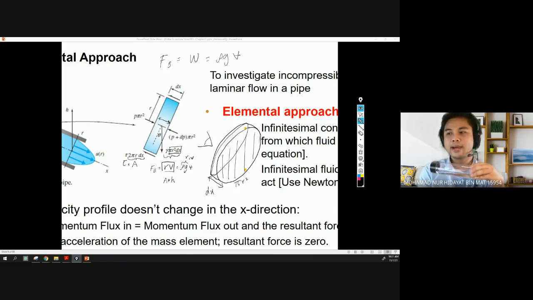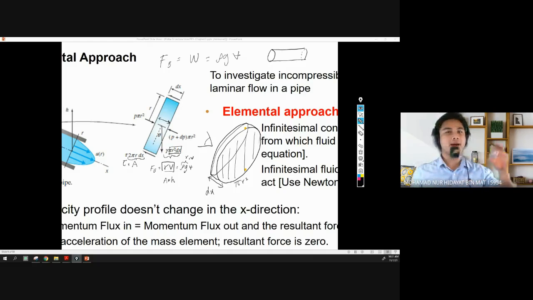2 pi r. What do you know about 2 pi r? What do you think of 2 pi r? This is the basic mathematics. 2 pi r is the circumference. So circumference, 2 pi r. And this circumference multiply with dx.